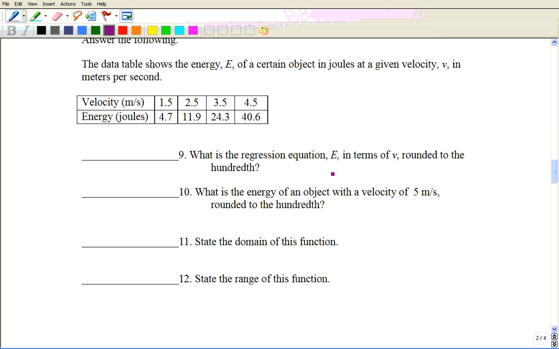We're going to round to 2 decimal places, so if you're writing the equation E in terms of V, then you'll get E equals 2.28 V squared minus 1.64 V plus 1.98.